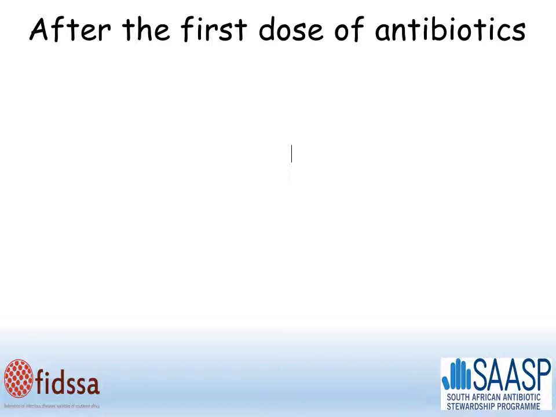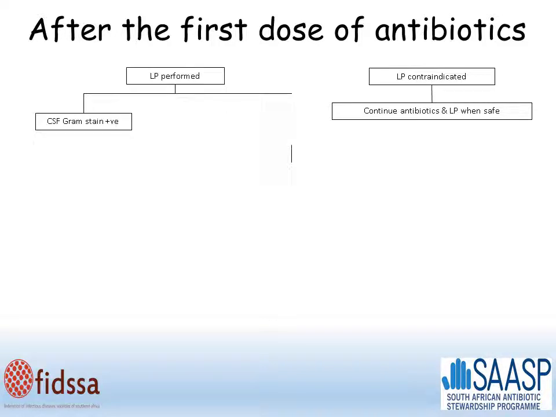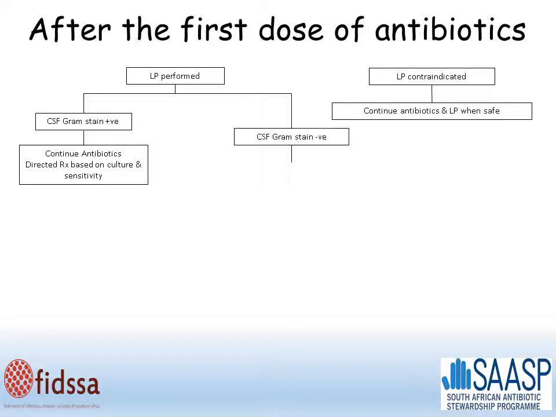This algorithm suggests how you should deal with the patient after the first dose of antibiotics. If the lumbar puncture was contraindicated, then you have no choice but to continue antibiotics, and if the contraindication resolves, you can then perform a lumbar puncture. If the lumbar puncture was performed, the first piece of information you'll get back is a gram stain from that fluid. If the gram stain is positive, then the diagnosis is confirmed, and you should continue antibiotics and direct your therapy based on the culture and sensitivity results once they're available.